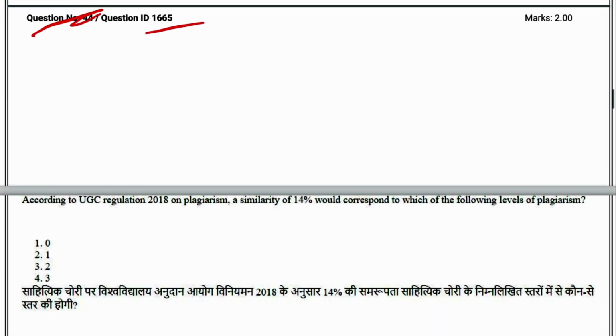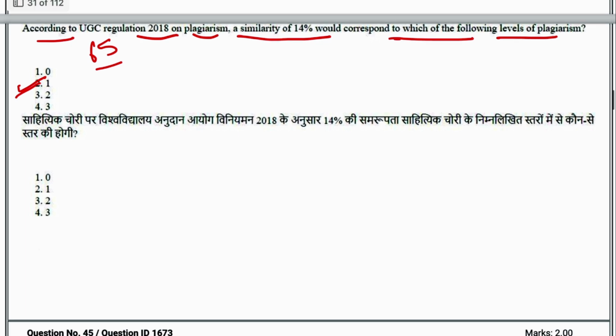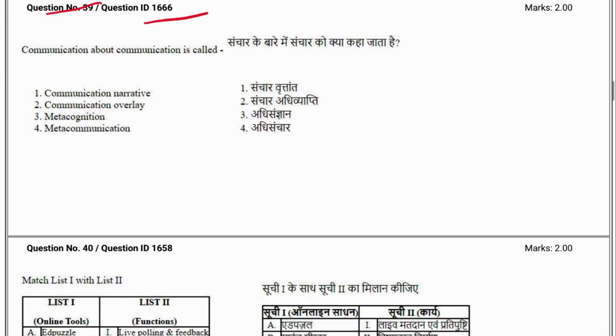Next is 65. This is question number 65. According to UGC Regulation 2018 on plagiarism, a similarity of 14% would correspond to which of the following levels of plagiarism? First level of plagiarism. 2 is the answer. Next, 66. Communication about communication is called meta communication. 4 is the answer.